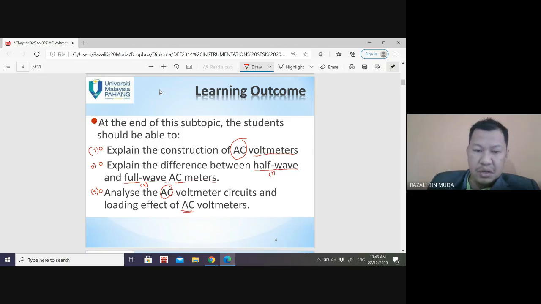So basically today we are discussing AC, alternating current, because in the previous topic we have only discussed DC. Today we will discuss measuring or converting the voltmeter movement into an AC voltmeter.